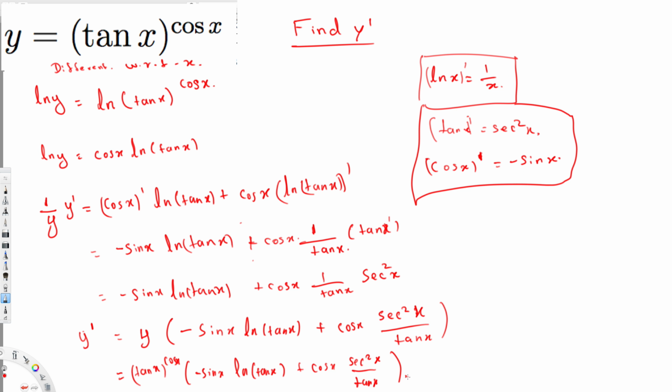We don't have to solve this any further because the main question is to find y prime, so we don't have to really simplify.